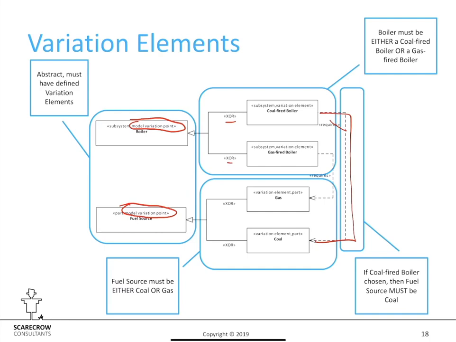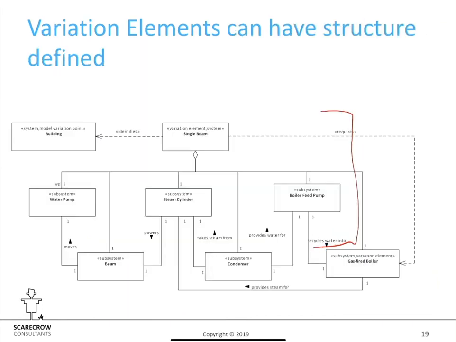So the model variation points are the things that are going to vary. The variation elements essentially are the types of variants that we're allowed for them, and they can have, as we see, things like required relationships between them, so that we can govern dependencies.